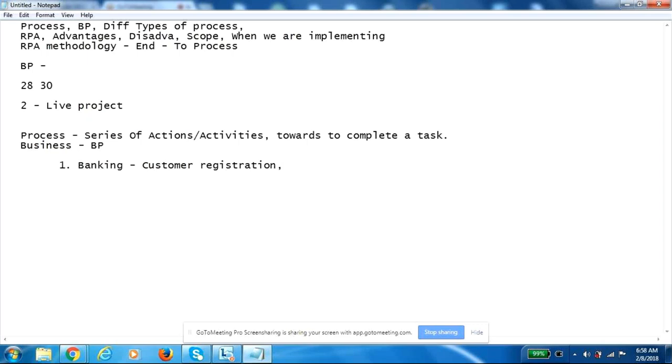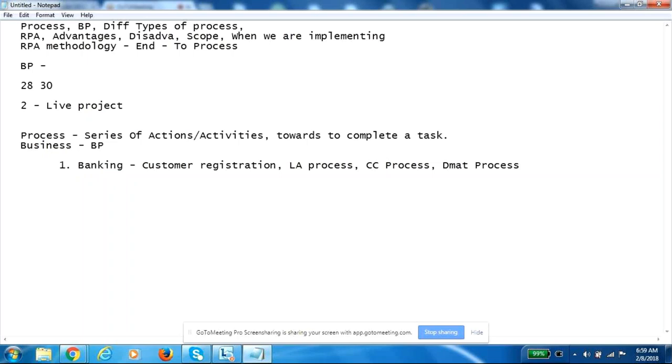Next one is, if the customer is applying for any loan, the loan approval process. Next, if the customer is applying for a credit card, some process we need to follow. Credit card process, right? Next, if the customer is applying for a DMAT account, the DMAT account process. So these are all the different processes we are following to complete the banking business. Yes or no? Not only banking, any business, you name it, sir.